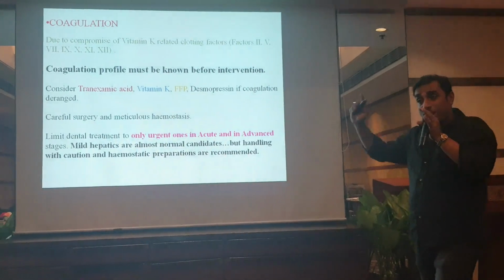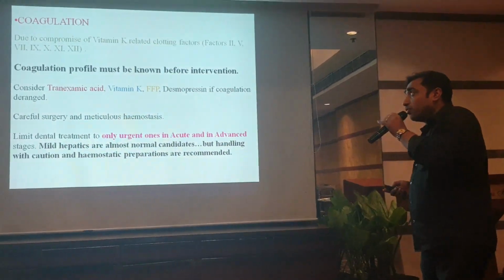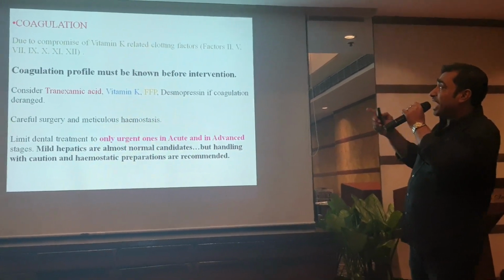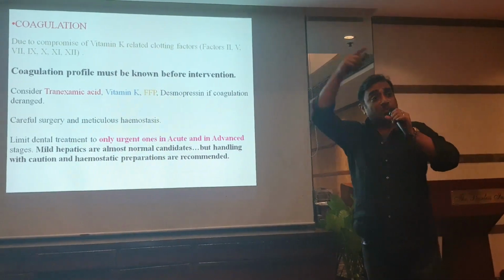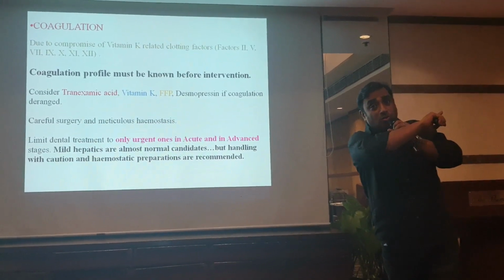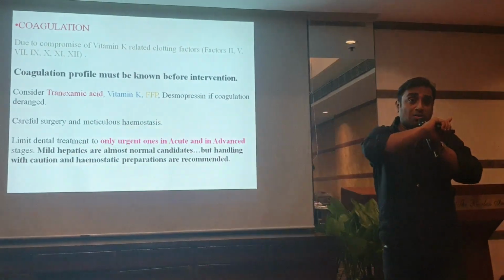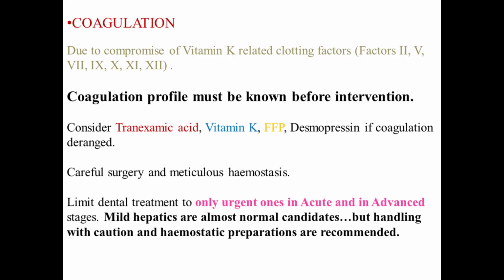So coagulation, why is it a problem? If you know that, then you will probably not forget. Due to compromise of vitamin K related clotting factors. You remember we talked about vitamin K in the very beginning about coagulation, when we were talking about anticoagulants and antiplatelets. Here it comes. Vitamin K is responsible for too many clotting factors: factors 2, 5, 7, 9, 10, 11 and 12. So the coagulation profile must be known before intervention in a patient of liver disease.